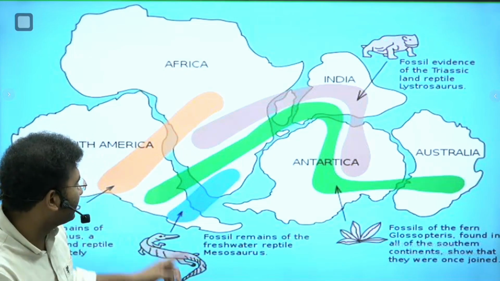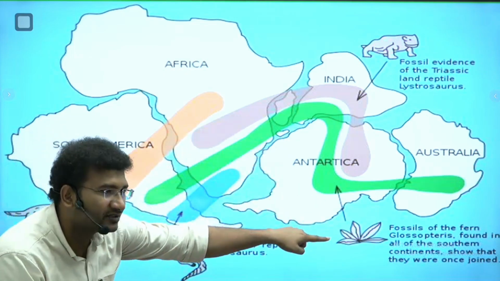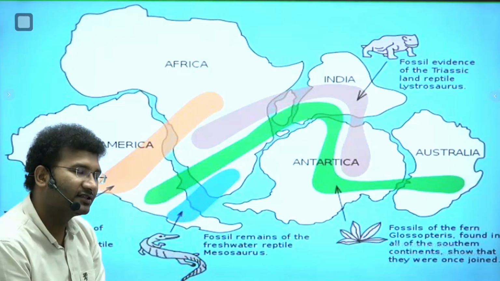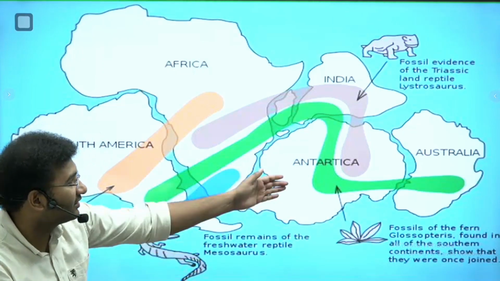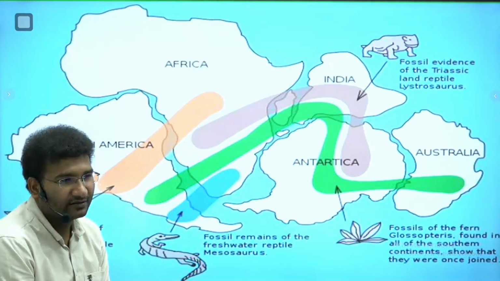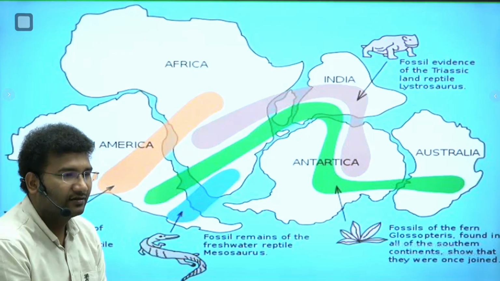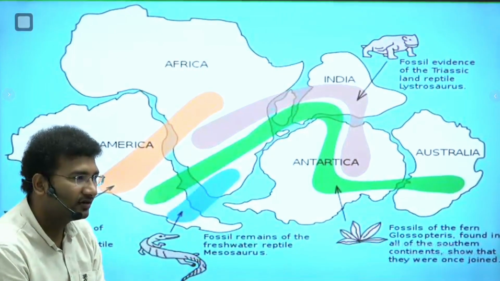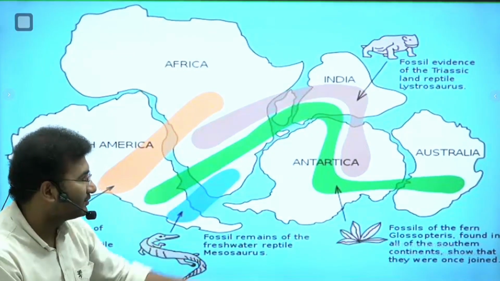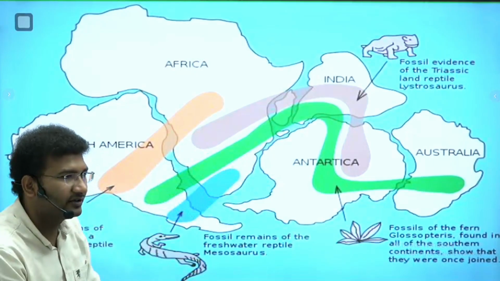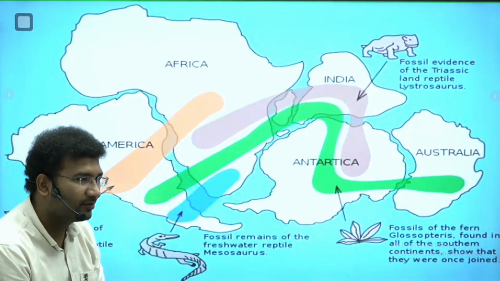Next comes Glossopteris. Glossopteris is a flowering plant. And this flowering plant is present in Australia, in Antarctica, in Africa and in South America. So he was surprised. This flower cannot fly. Maybe when the species were there, this flower was distributed in this part of the region. He came up with this evidence.